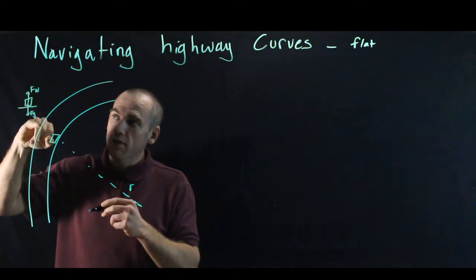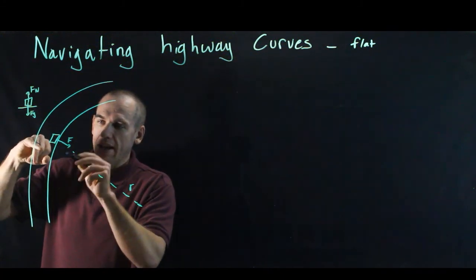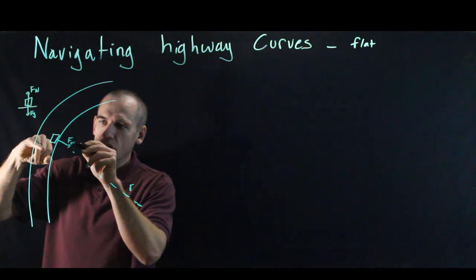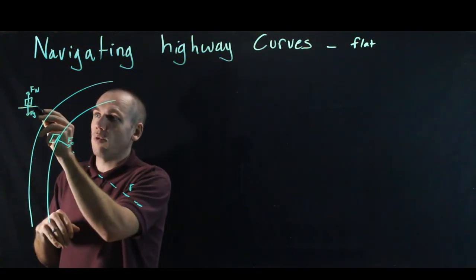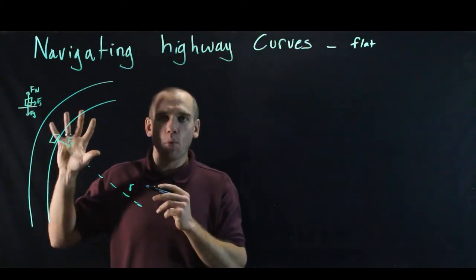Now, there's one more force on this. On this picture, it's directed towards the center. We're going to call that Ff for F friction. Friction is the only thing that can apply that force, and it is this way. And it is static friction. Now let's think about why.